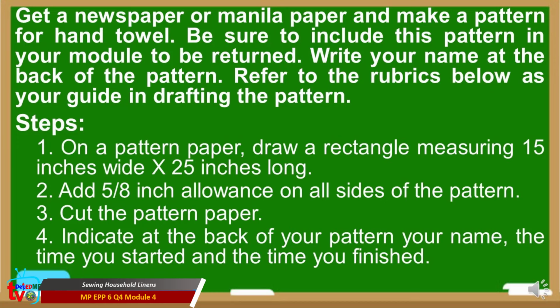Number 1. On a pattern paper, draw a rectangle measuring 15 inches wide and 25 inches long. Number 2. Add 5/8 inch allowance on all sides of the pattern. Number 3. Cut the pattern paper. Number 4. Indicate at the back of your pattern your name, the time you started and the time you finished.